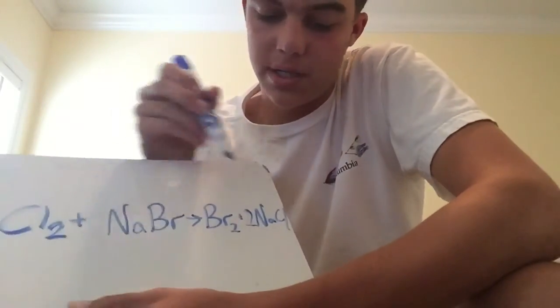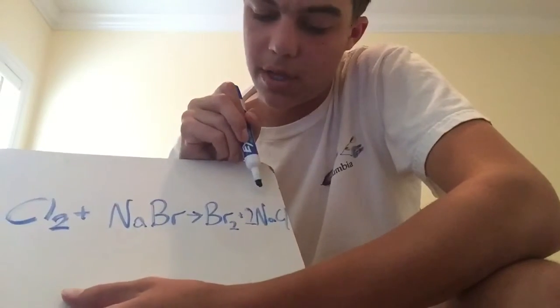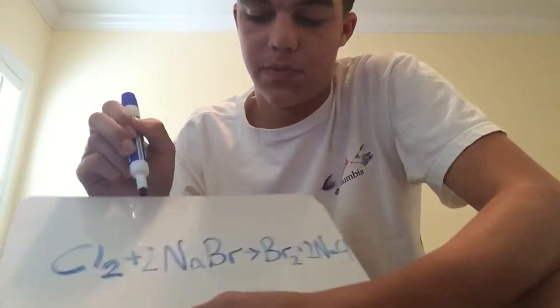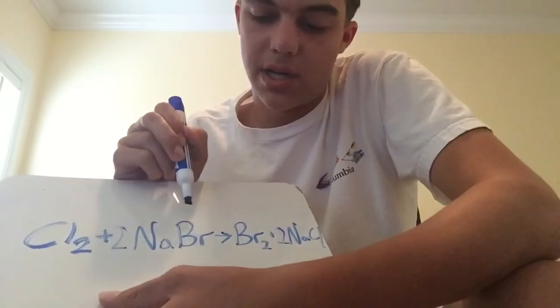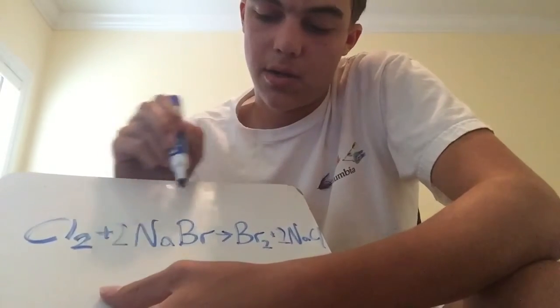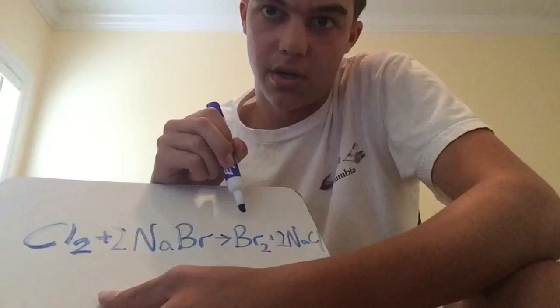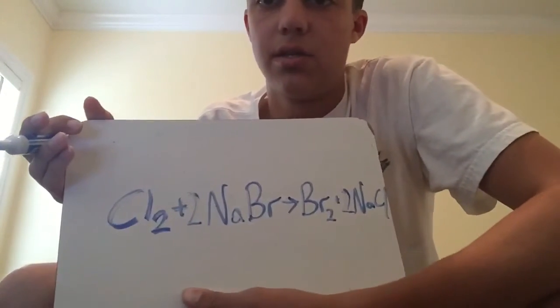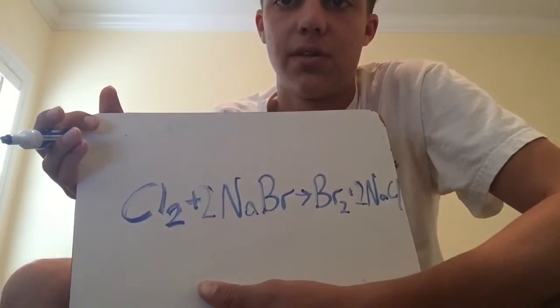Next we move on, since there are 2 sodium elements over here and only 1 over here, then we balance and put the 2 in front of sodium bromide. Next we check bromine. We have 2 over here and 2 over here, so we're all good. And at the very end, you want to double check everything just to make sure it's all worked out.